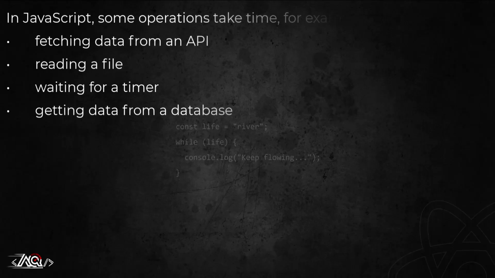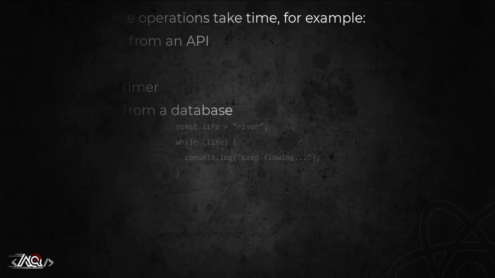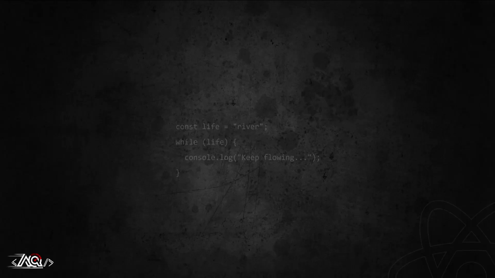A promise represents the result of an asynchronous operation. In JavaScript, some operations take time. For example, fetching data from an API, reading a file, waiting for a timer, getting data from a database. Since these things don't happen immediately, JavaScript gives us a promise to represent the future result.